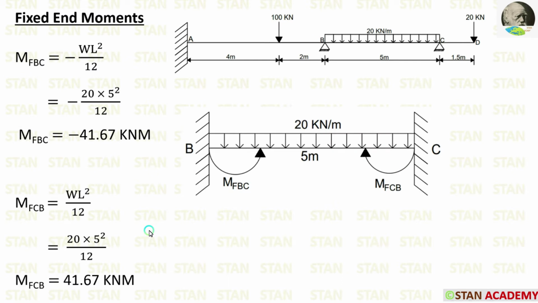Now let us calculate the fixed end moment in the span BC. In the span BC, we are having UDL acting for the full span. If the UDL is acting for the full span, the fixed end moment formulas are minus WL squared by 12 and positive WL squared by 12. Let us apply the values inside the formula. W is 20, L is 5 meter. After the calculations, we are getting M of BC is equal to minus 41.67 kN meter and M of CB is equal to 41.67 kN meter.